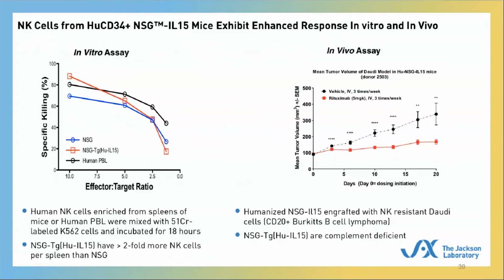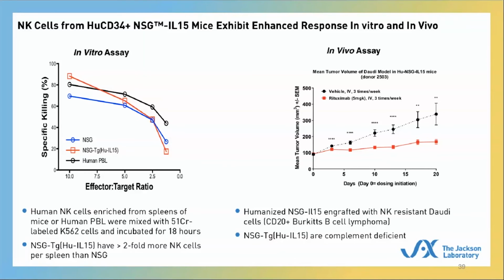And finally, just some data to wrap up this section around the NK cells in the NSG IL-15. Again, as a reminder, in this strain, once you humanize, it permits a differentiation of NK cells. We have a lot of data. We did phenotype these NK cells. They express the KIR ligands and the KIRs as you would find in humans. And here we're just showing a snapshot of the functionality of those NK cells in vitro and in vivo.